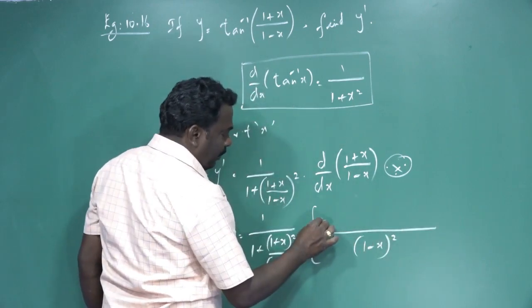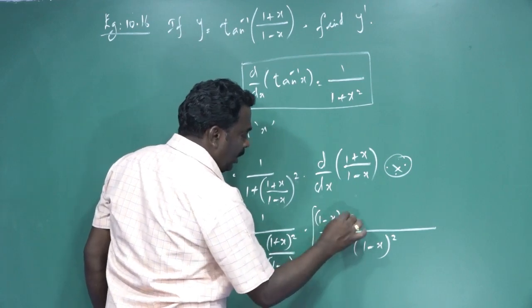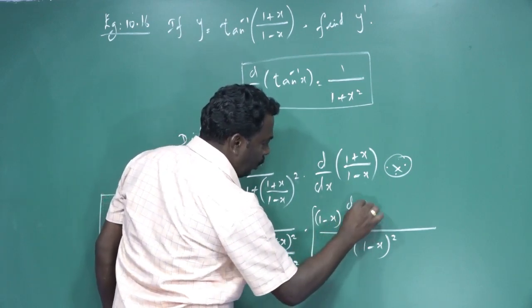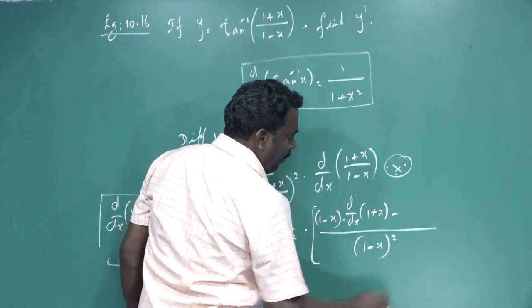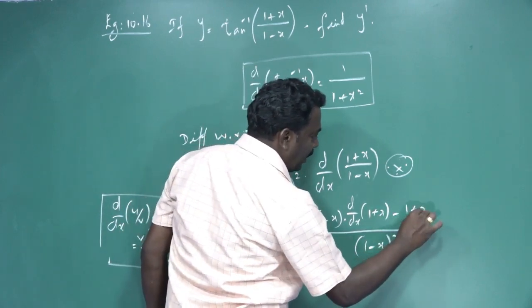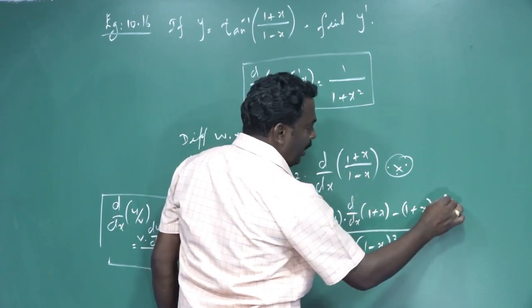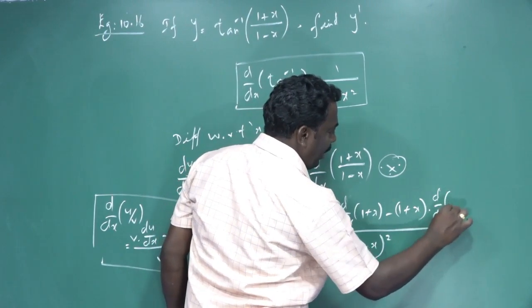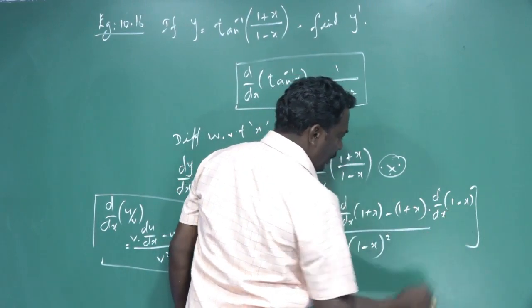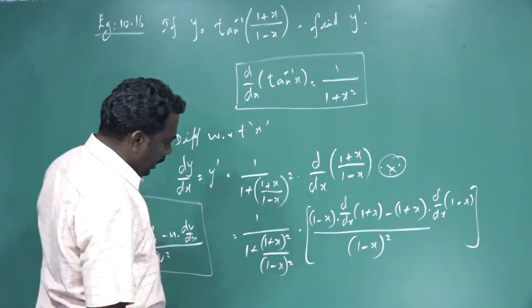Again, numerator: keep (1 minus x) as it is and differentiate with respect to x. Numerator: it is 1 plus x, minus, keep numerator 1 plus x as it is, and the denominator differentiation d by dx of the denominator 1 minus x. Now differentiate the equation.